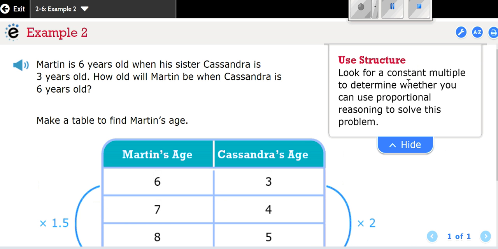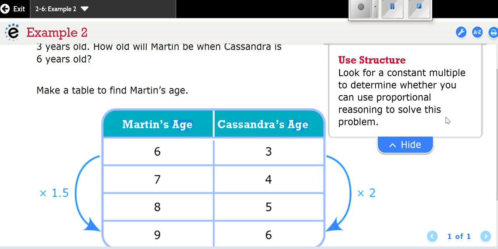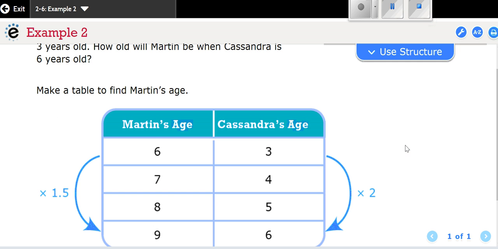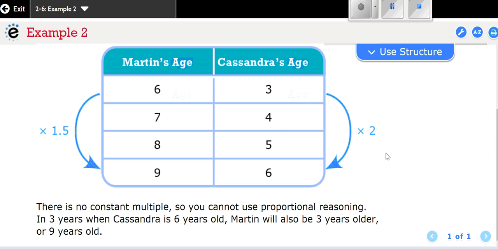So in the end, we take this hint, right? We want to look for a constant multiple to determine whether you can use proportional reasoning to solve the problem. In the end, we find out because these numbers don't agree, we would say it is not proportional. Let's move on to example 3.